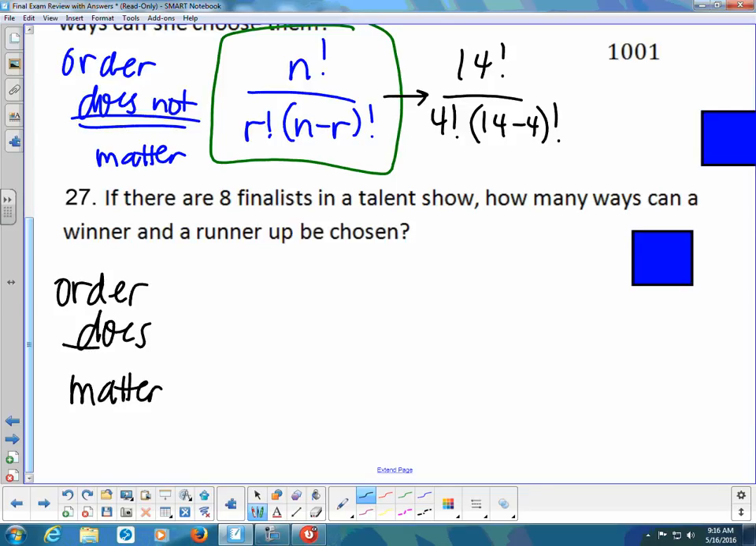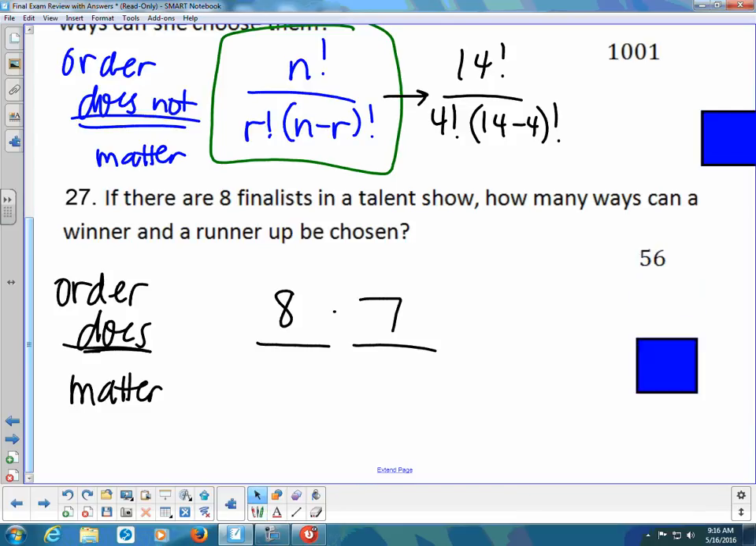How many prizes am I choosing, or positions am I choosing? Yes, winner, runner-up. So I have 2 things. So how many choices do I have for the winner? 8. Perfect. How many choices do I then have for the runner-up? 7. If I multiply those, I get 56 different ways.